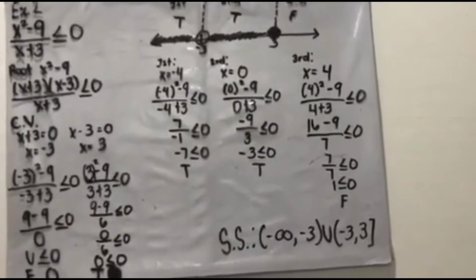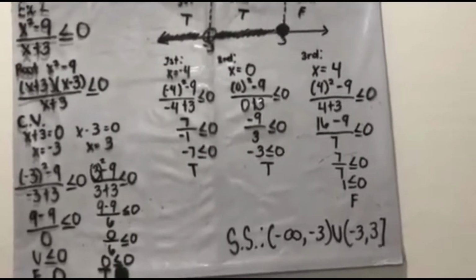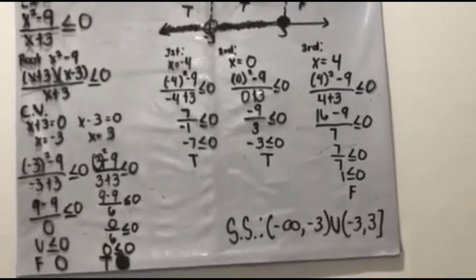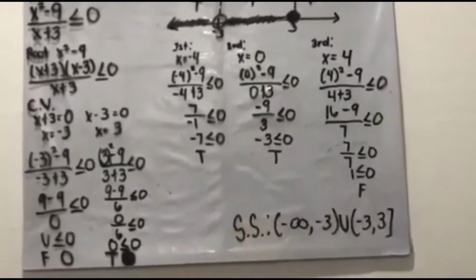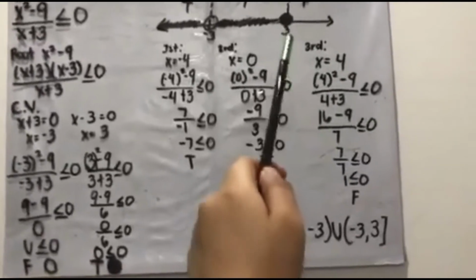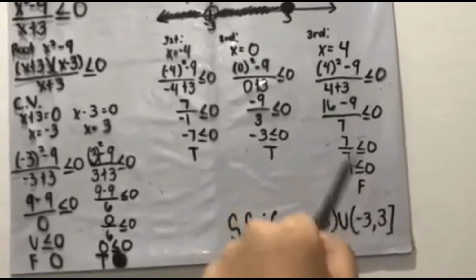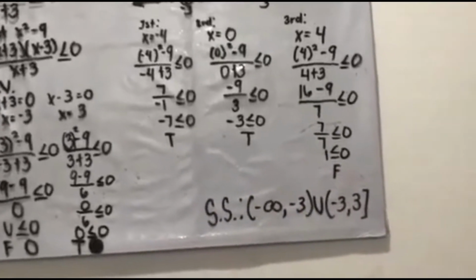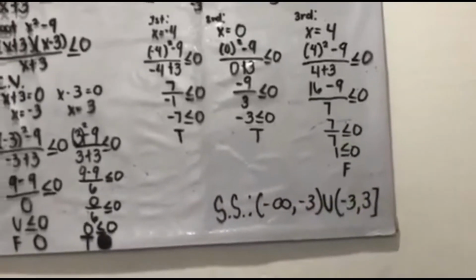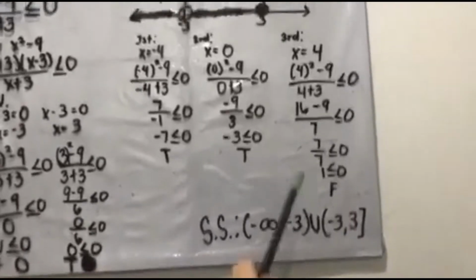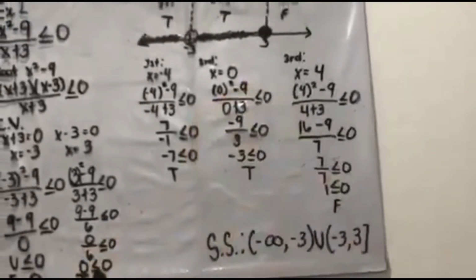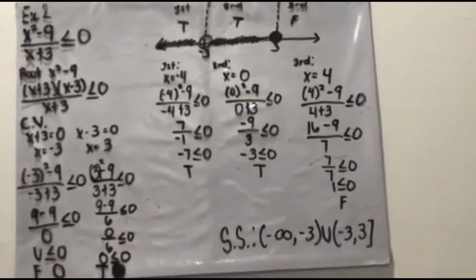Next, doon tayo sa third. Ang kinuha namin is 4. 4 squared is equals to 16. So, 16 minus 9 is equals to 7. Tapos, yung 4 plus 3 is 7 naman. So, 7 over 7 is equals to 1. So, 1 is less than or equals to 0. False. So, hindi nakashade yung part ng third interval.